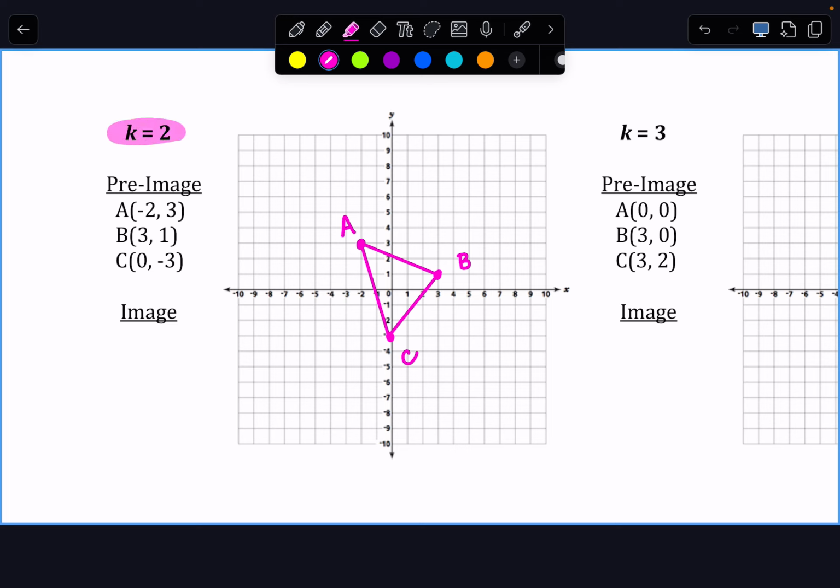All right. Now, our new A coordinate. If A is at -2, 3 for the pre-image, then our image, A prime, is going to be where? -4, 6. How did you get -4, 6? We multiplied by our scale factor. Okay. B prime is at 6, 2.